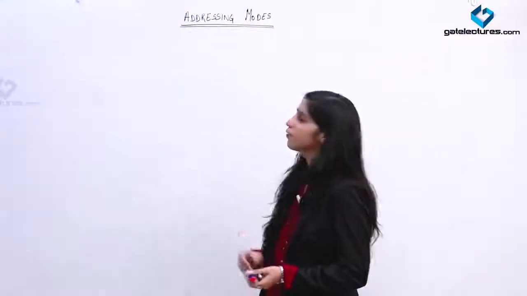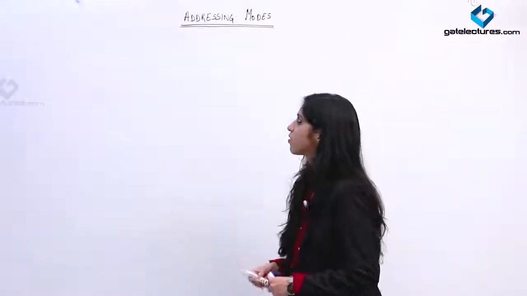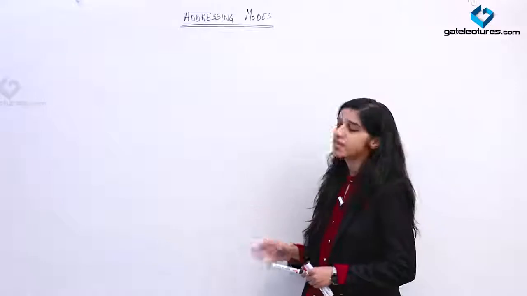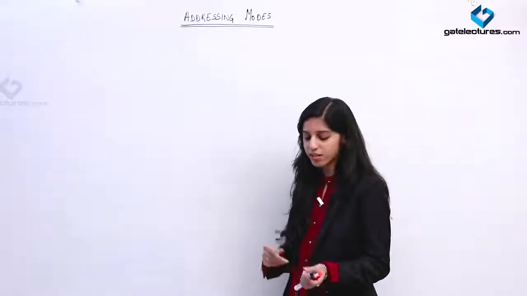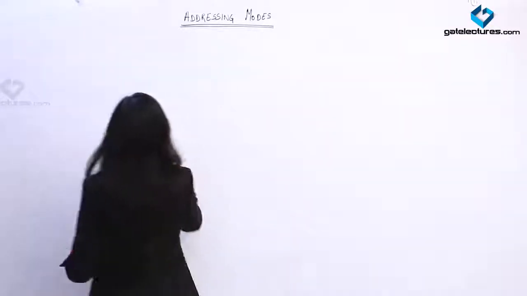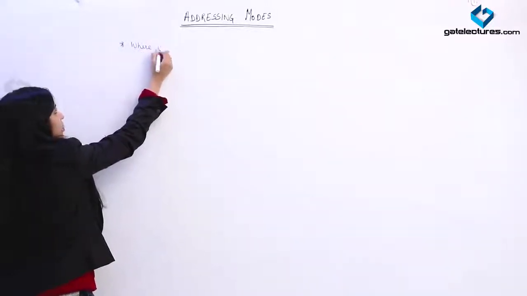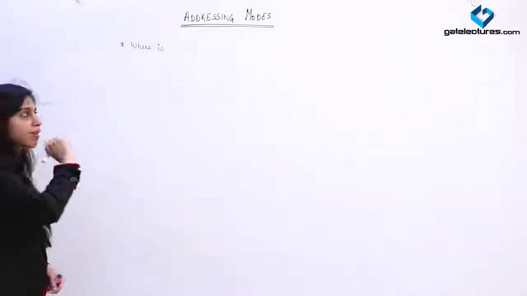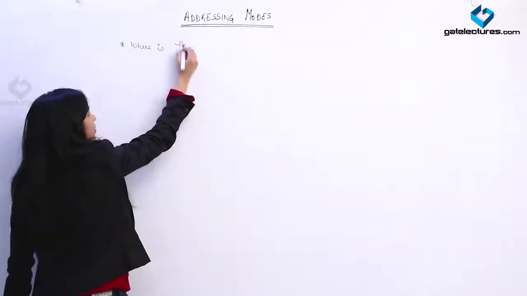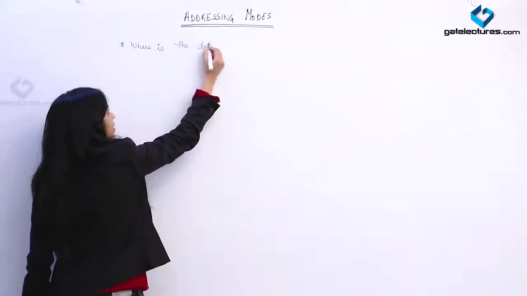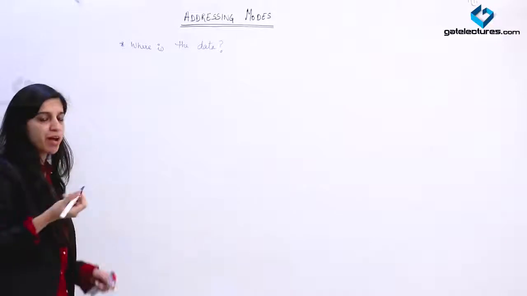Okay, so today we are going to look at addressing modes of 8085 microprocessor. What does addressing mode signify? They tell you where the data is, the location of the data. Generally speaking, addressing modes are going to answer one simple question: where is the data? There are 5 addressing modes.